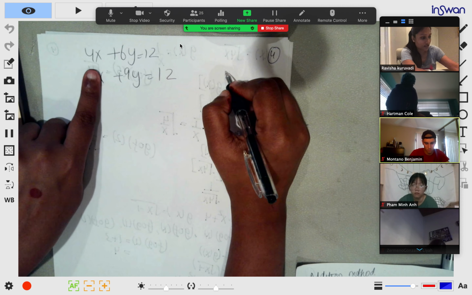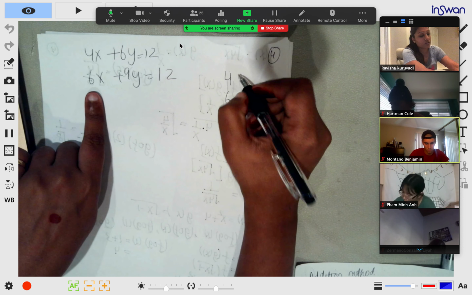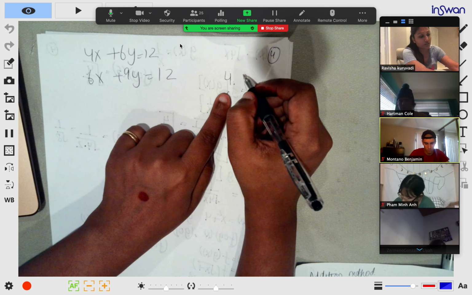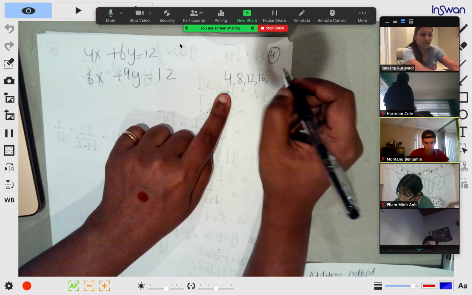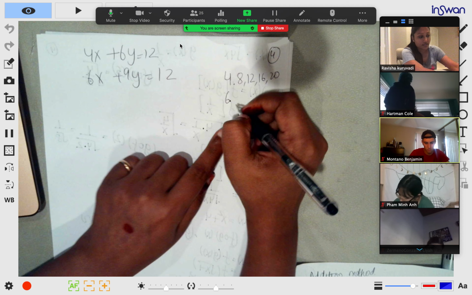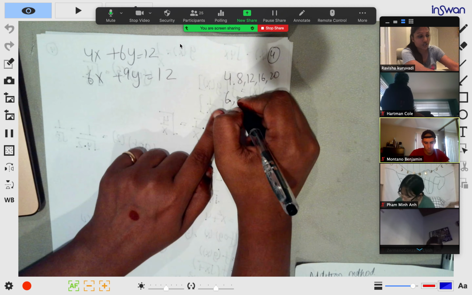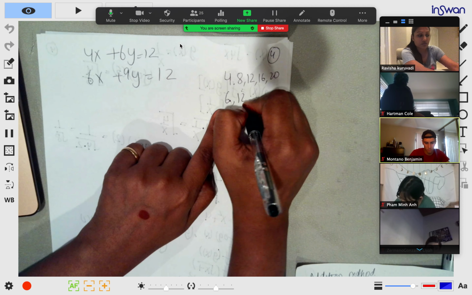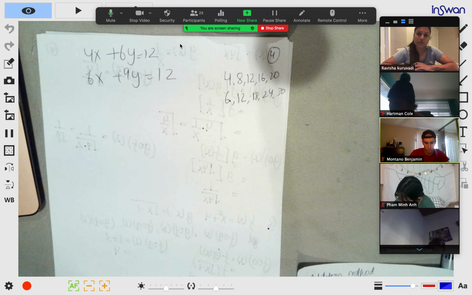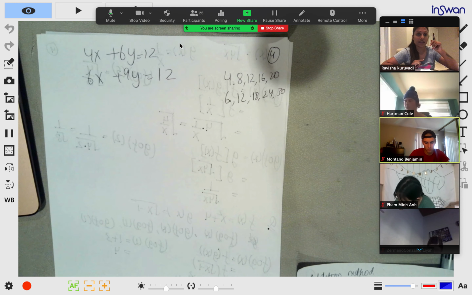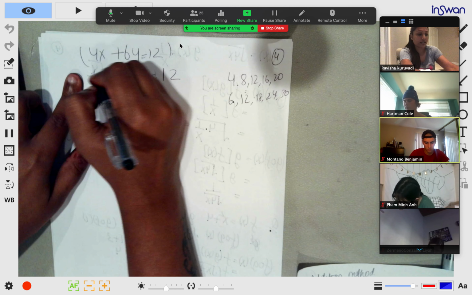Let's write factors of 4. 4 times 1 is 4, 4 times 2 is 8, 4 times 3 is 12, 4 times 4 is 16, 4 times 5 is 20. Let's write 6. 6 times 1 is 6, 6 times 2 is 12, 6 times 3 is 18, 6 times 4 is 24 and so on. 6 times 5 is 30. Is there anything common between them? The 12's common. So 1 I need to make as 12, 1 I need to make as negative 12. Which one you want to make 12 and which one you want to make negative 12?